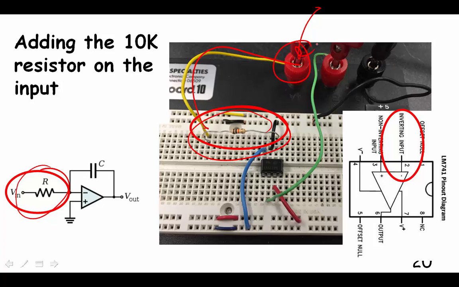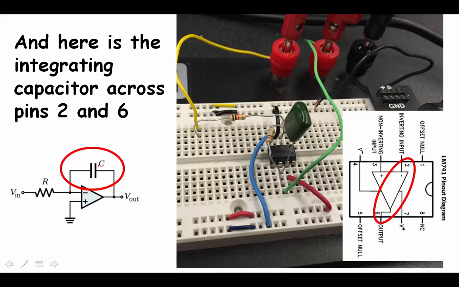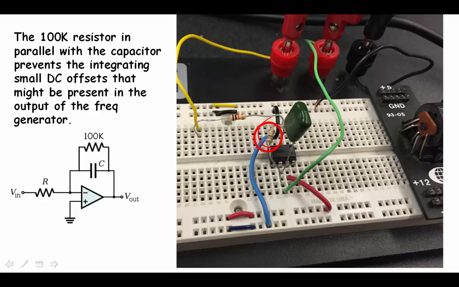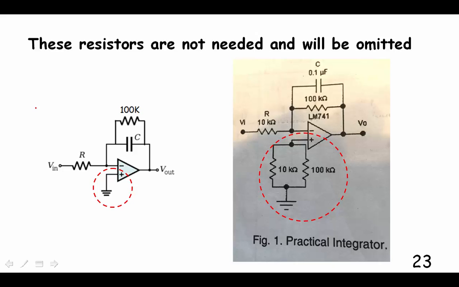Well, we need our capacitor that goes across pin 2 and 6. There it is. And we've also got a resistor that's going to be in parallel with this capacitor, and that resistor is there just so that when you have an integrator and it's not in a loop, then it will integrate any tiny little voltage on this input, and the output is going to go and saturate, and we don't want that to happen, and this keeps it from doing that. Well, these resistors are not needed that were in the lab book, and we're just going to omit that for our lab this week.